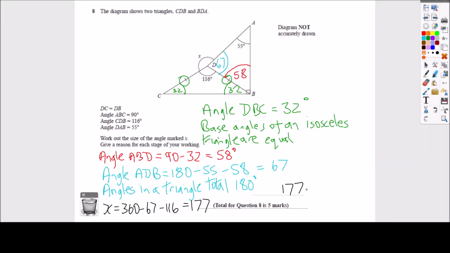But give the reason to x, because angles about a point, so that's all the way around, that's a full turn. Angles about a point total 360 degrees. Again, make sure you say total.